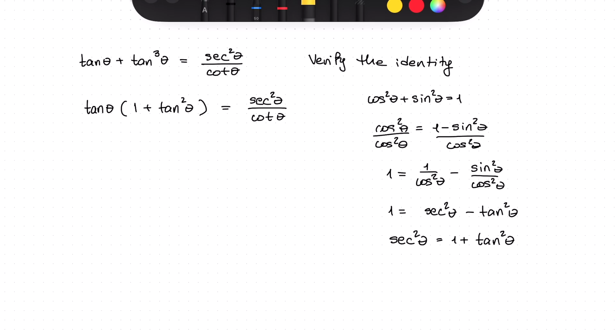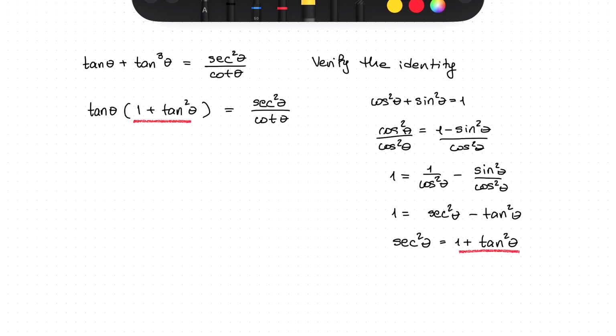Now I'm going to replace 1 plus tangent squared theta with secant squared theta because they're equal to each other. And I will get tangent theta multiplied by secant squared theta equals what we have here. Now we see that they kind of look the same, but not exactly.